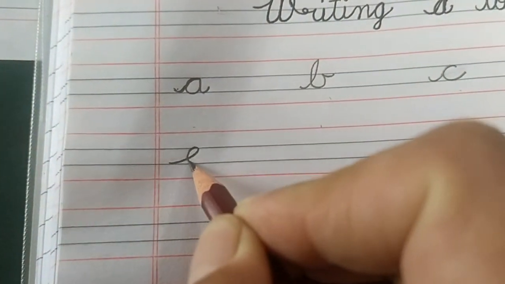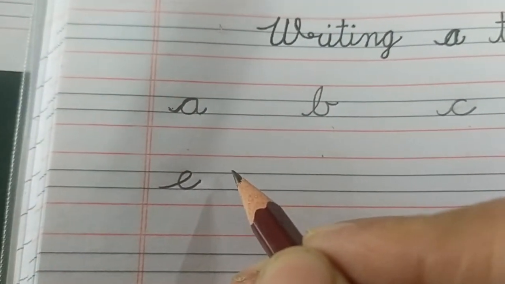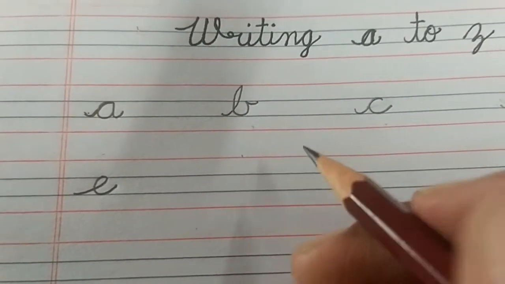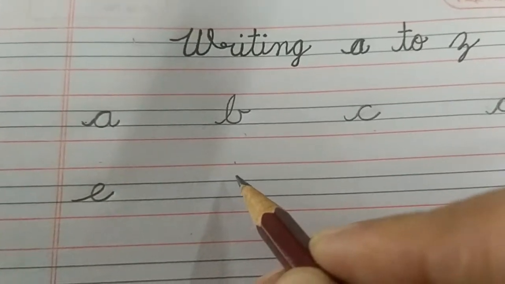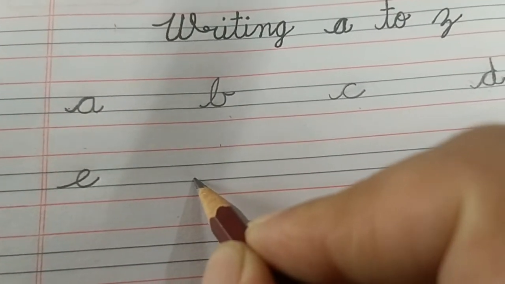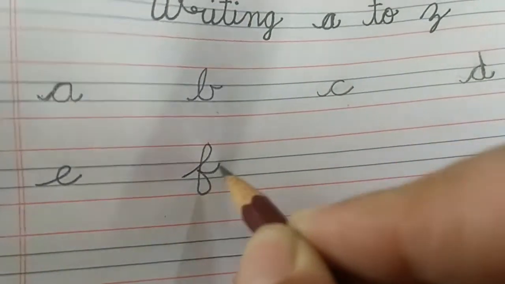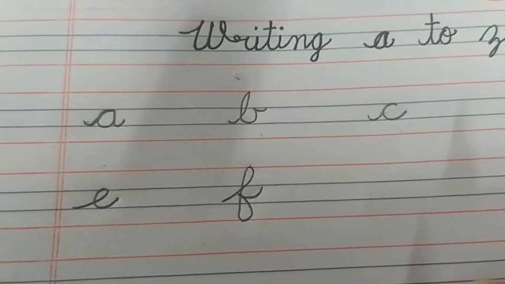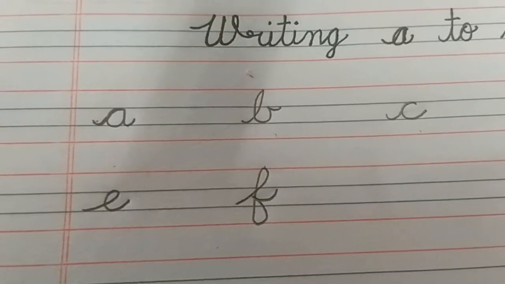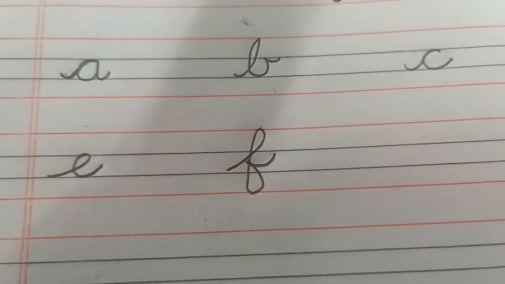E says e, elephant. F for fish. And sound F, F, fish.